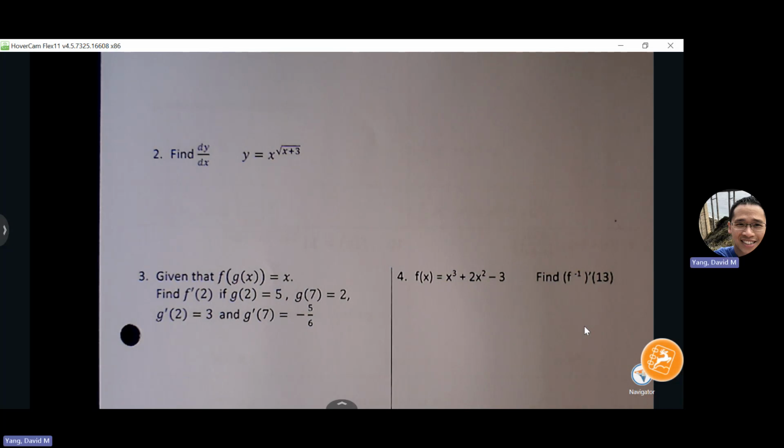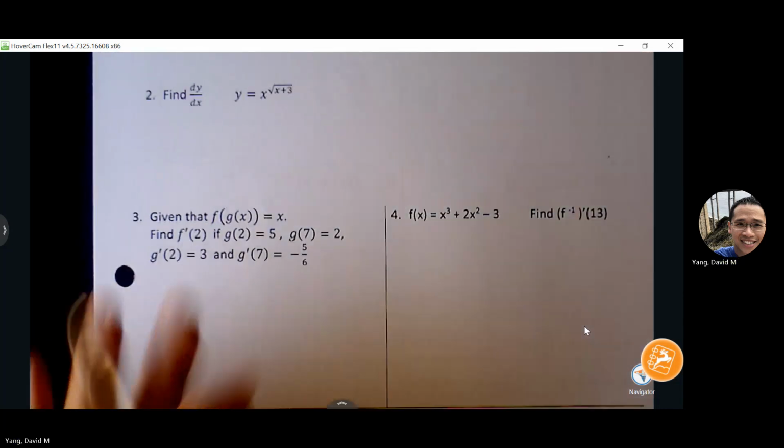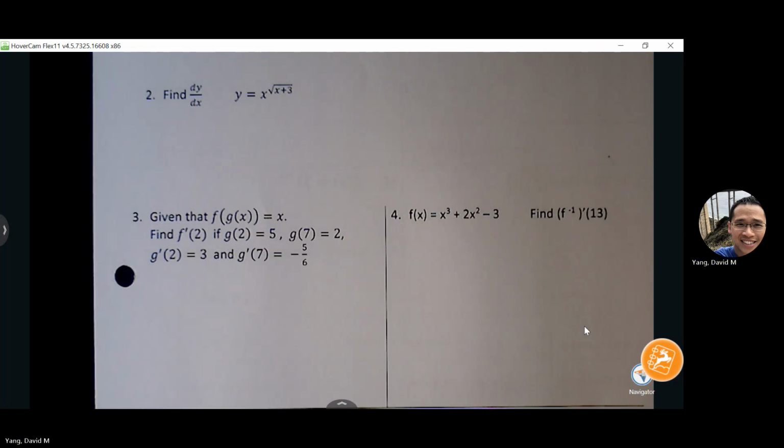Okay, let's look at number 2. Find dy dx for y is equal to x raised to the square root of x plus 3. What do you notice about this form here? So x, there's a square root exponent and there's x. So do we have a rule for that? Well, what's the strategy for a problem like this? Yeah, we got to introduce natural log.